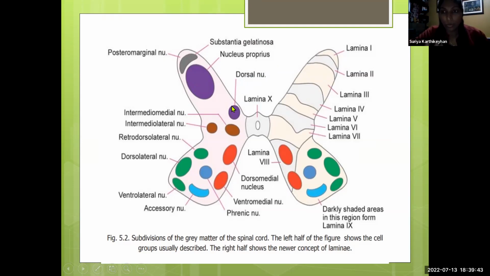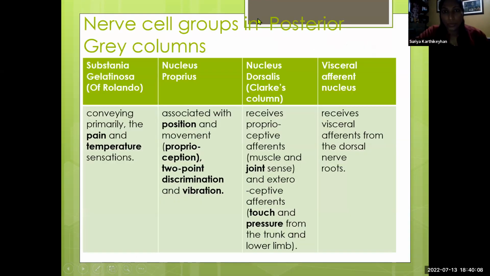So now I was talking about four nuclei. One is the postero-marginal nucleus. Second is the substantia gelatinosa of Rolando. Third is the nucleus proprius. And fourth is the dorsal nucleus or Clark's column nucleus. In between the nucleus proprius and the dorsal nucleus, we have another nucleus called the visceral afferent nucleus. This is the location for the visceral afferent nucleus. So these are the nerve cell groups in the posterior gray column: substantia gelatinosa of Rolando, nucleus proprius, nucleus dorsalis or Clark's column, and visceral afferent nucleus.